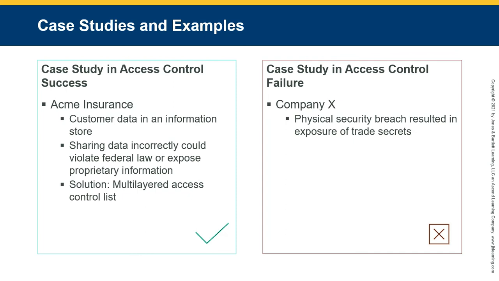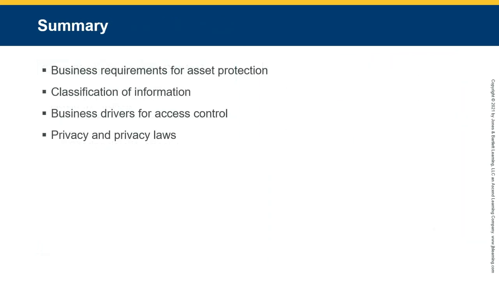There's a case study in access control. First, Acme Insurance. Customer data is in an information store. Sharing data incorrectly could violate federal law and proprietary information. The solution: a multi-layer access control list. The failure: a physical security breach resulted in exposure of trade secrets. So having multiple layers helps protect the data. Only certain people can see it. That's what we're looking at.